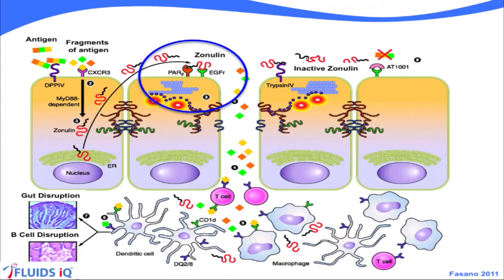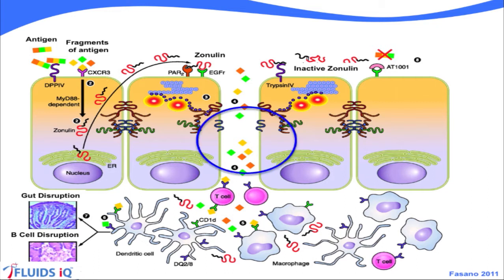And when the zonulin is able to interact with these receptors, the result of that is a decoupling of the proteins which are part of the tight junction, allowing them to open. Now, if they open, you then can get the movement of antigens which normally would not get into the body. They are then able to move freely into the body cavity.